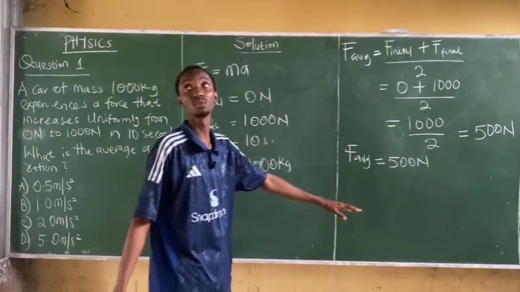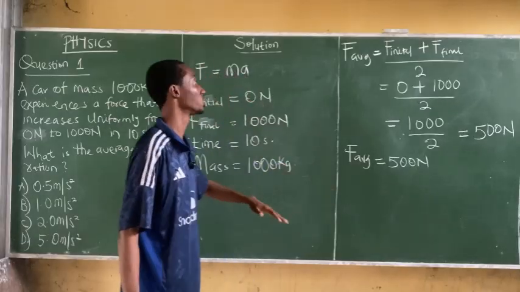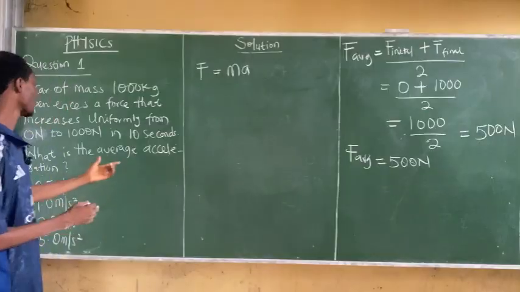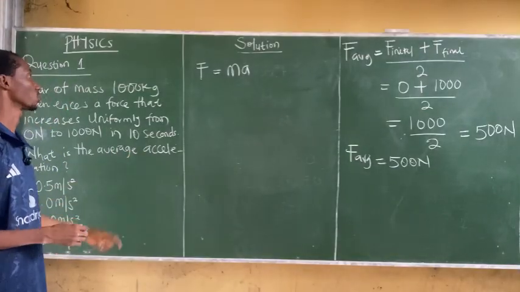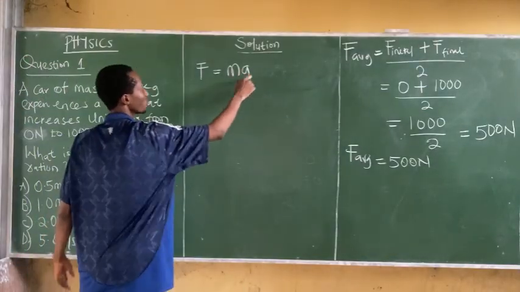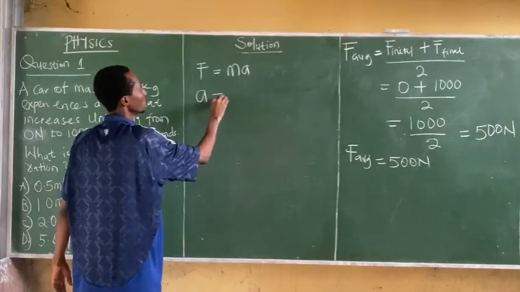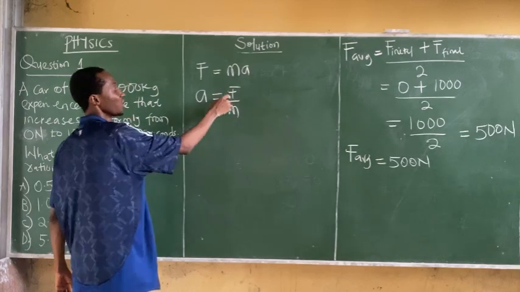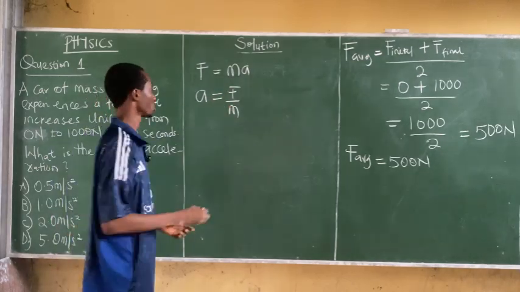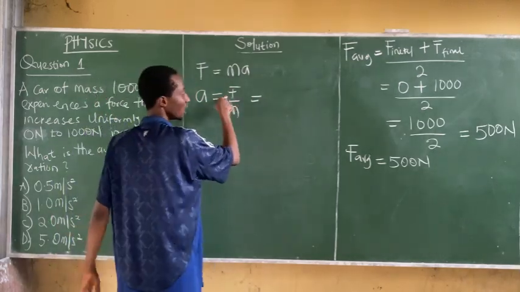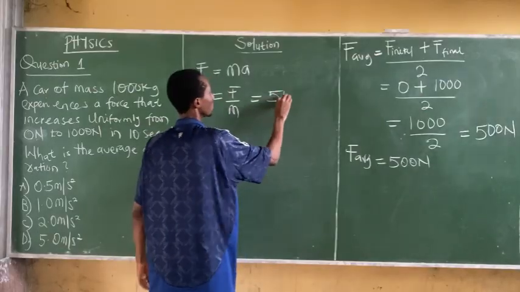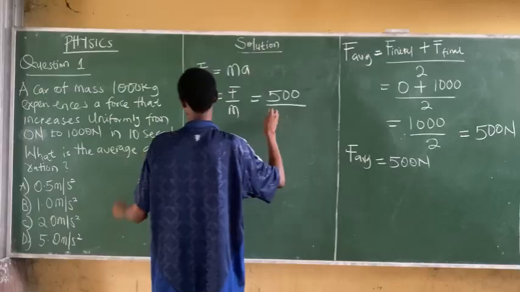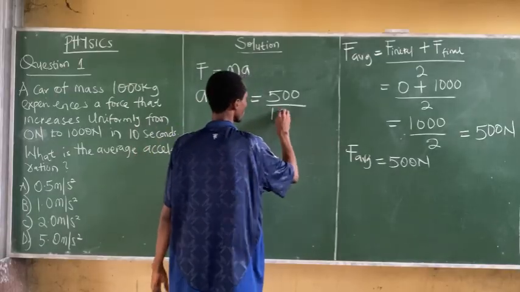Now we have gotten the value for the average force. We have to substitute it into this equation. From the question, we are asked to look for what? Average acceleration. So if we make acceleration the subject of formula here, we have a is equal to what? F over m. Now the F here we are working with is what? Average force. This will give us F is 500 newtons divided by the m is what? 1000 kg from the question.